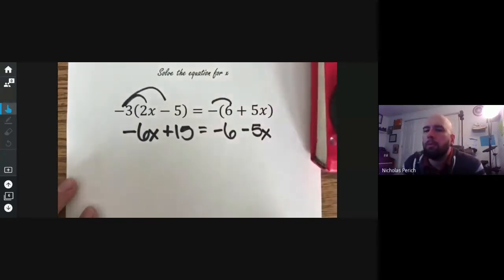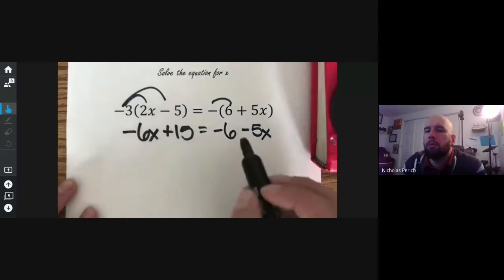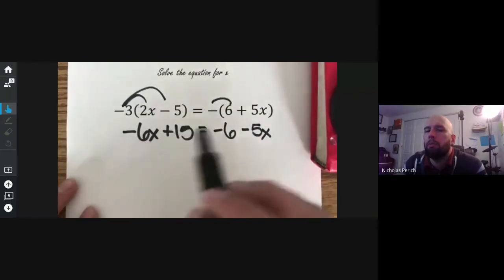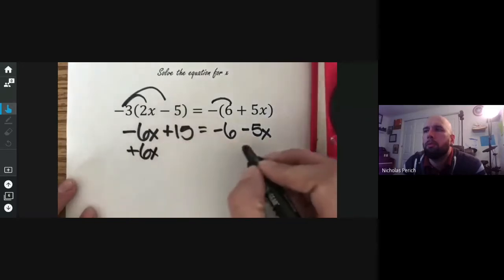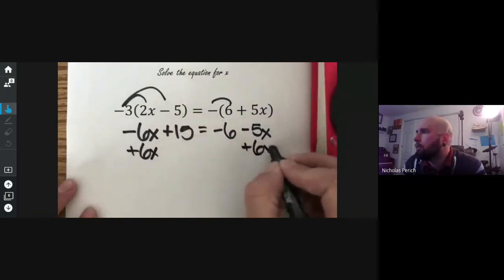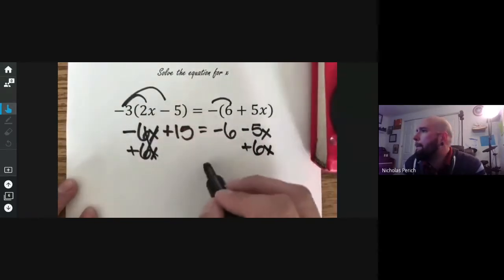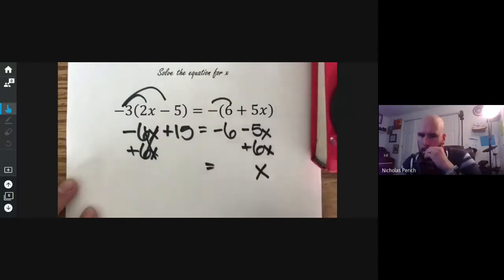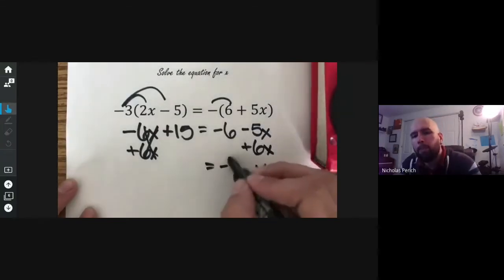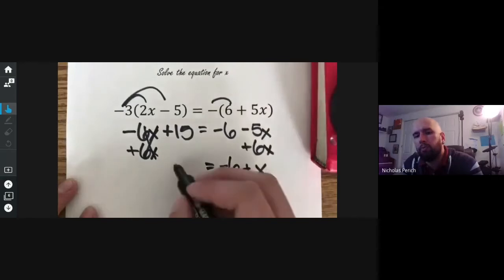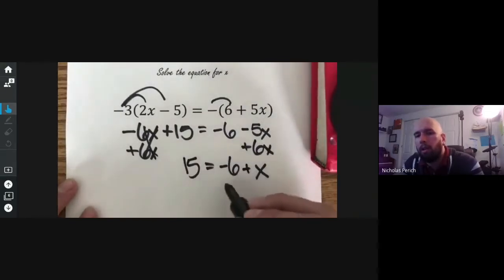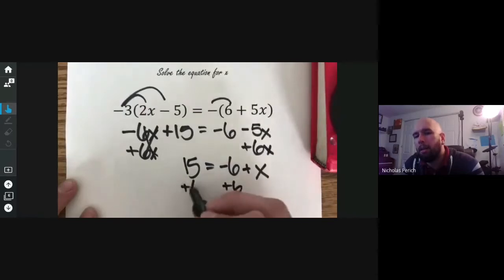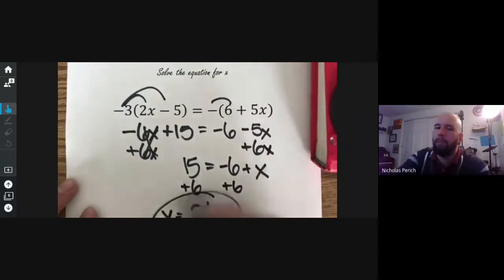Now what we have to do is get rid of one of these x's, because there's an x on the left and an x on the right. I'm going to add the 6x from the left, because by adding a 6x to a -5x right here, I'm going to get just an x. -6 drops down, that's a +x. 15 drops down. In order to get x all by itself, I add 6. I add 6. 21 equals x, or x equals 21.